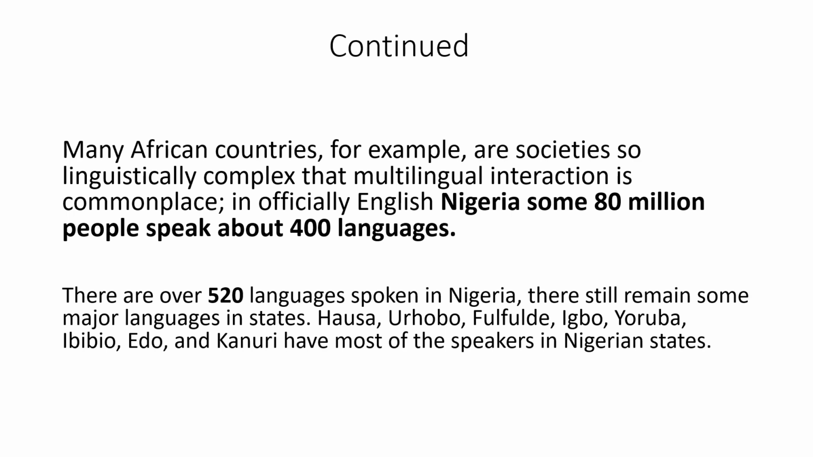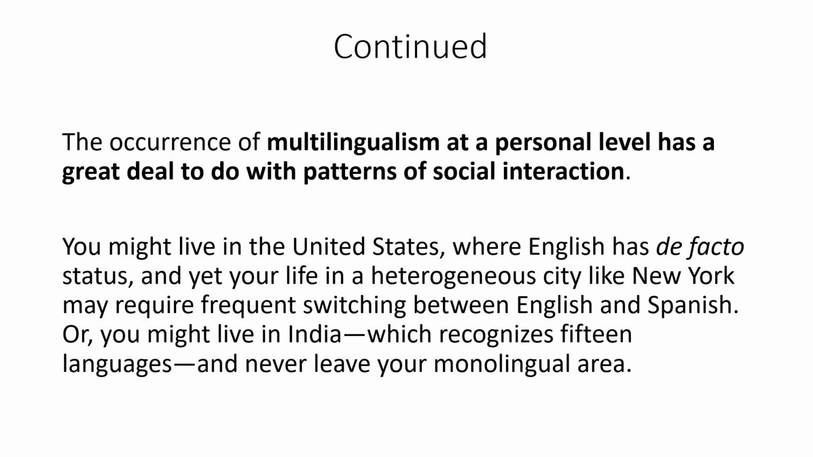Next, the occurrence of multilingualism at a personal level has a great deal to do with patterns of social interaction. What sort of pattern of social interaction does a person or an individual have? So it depends upon the pattern of social interaction. For example, a person has to deal with his or her siblings.